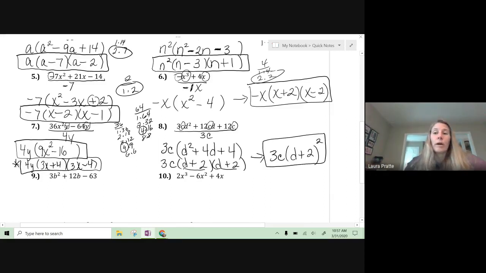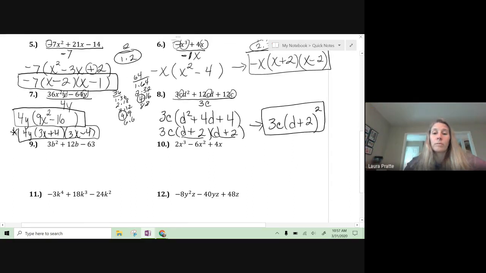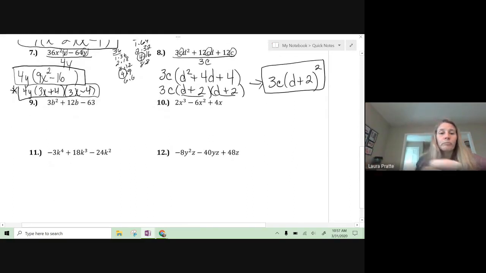All right, last two problems. Oh, sorry, I lied. There's 4. Okay, so we're going to divide by 3 here. That's the only thing in common. There's no common variables for number 9. So we're dividing everything by 3, which leaves us with b squared plus 4b minus 21.